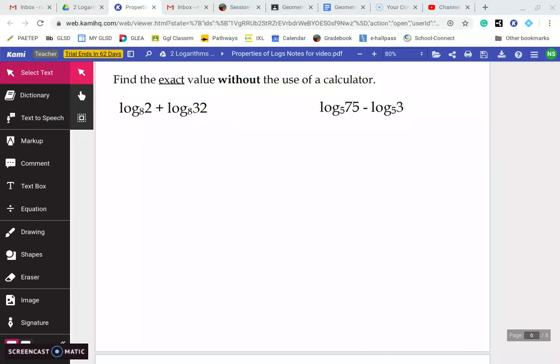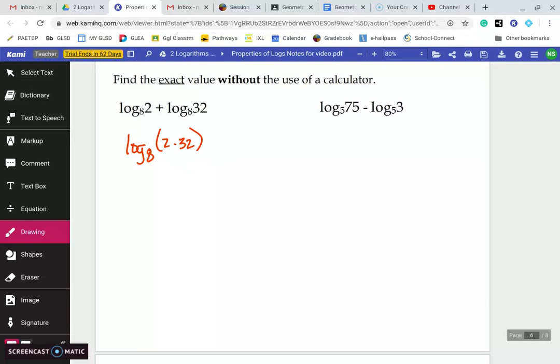So since they do, and I'm adding the two, our property says that I can multiply those arguments. So I can make this log base 8 of 2 times 32, which is log base 8 of 64. And now remember what this is asking. This is saying, what exponent does 8 need to equal 64? And that answer is 2, because 8 squared is 64. So my answer here would be 2.